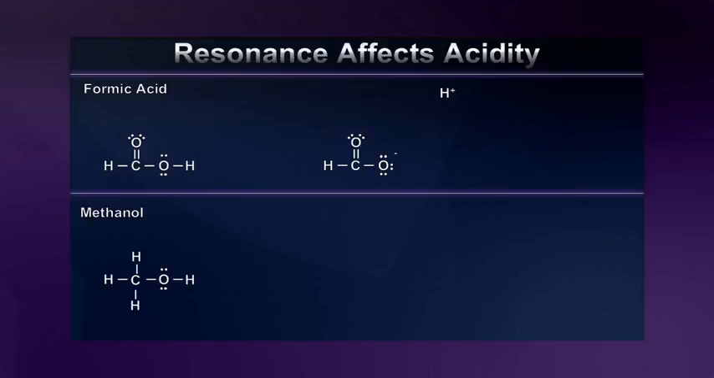Exactly what we expect there. Now, let's consider instead methanol. When methanol loses its proton, well, we also get a conjugate base with a negative charge on the oxygen that was bearing the proton. So far, identical behaviors. So why is it that their acidities are so different?